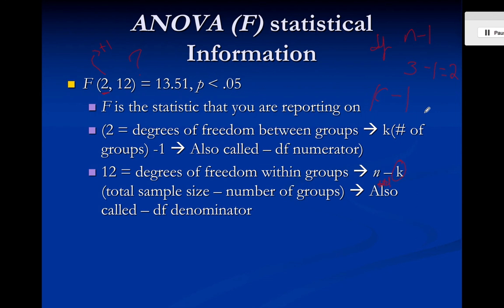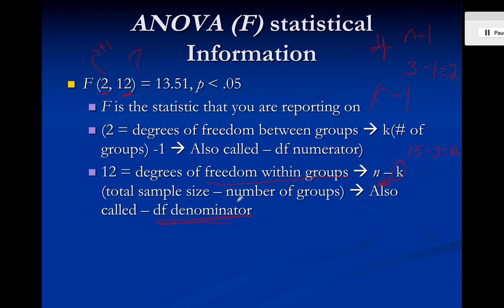So that would be n minus 4. So n total minus 4. In our particular case, we had a total of 15 individuals, 5 for group 1, 5 for group 2, and 5 for group 3, minus k. So total sample size of 15 minus 3, giving us a value equal to 12. We also call this second degrees of freedom degrees of freedom within groups, or degrees of freedom denominator.